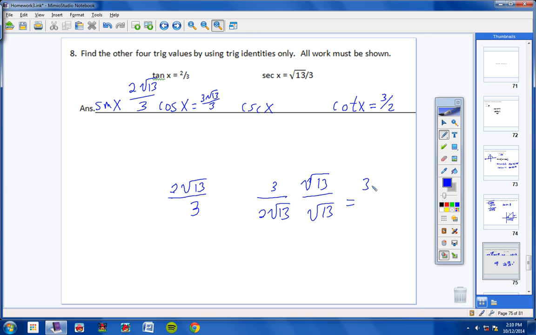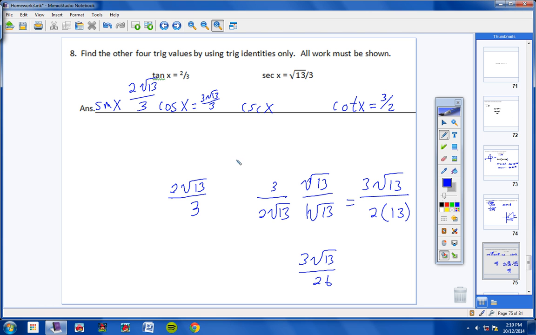We get 3 square root of 13, and then 2 times 13. Here's why. There's a 1 right here, okay? 2 times 1, outside number times outside number is 2. Square root of 13 times square root of 13 is 13. So you really end up with 3 square root of 13 over 26, okay? 3 square root of 13 over 26. That's for the cosecant.